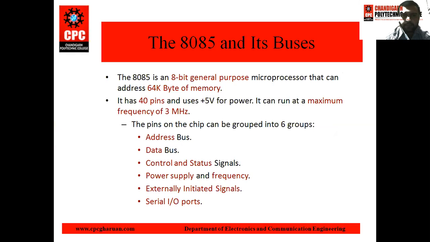Next are the buses. The 8085 is an 8-bit microprocessor, and there are 3 types of buses: the address bus, data bus, and control bus. And on pin 40, we provide the plus 5 volt VCC.